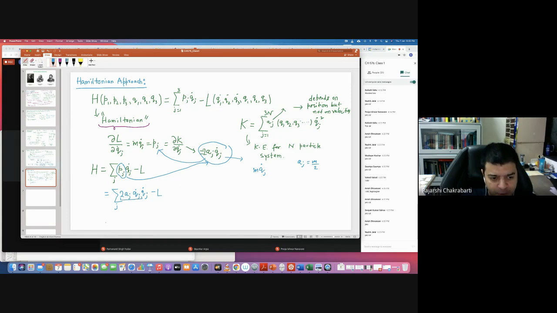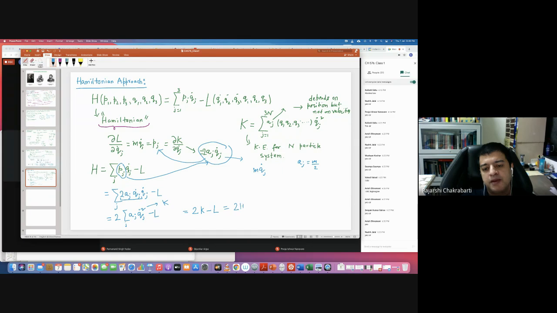What is this term now? Look very carefully. This is twice the kinetic energy: 2 times Aj qj dot square, minus L. And this is nothing but your K. So what I have is 2K minus L. What is 2K minus L then?